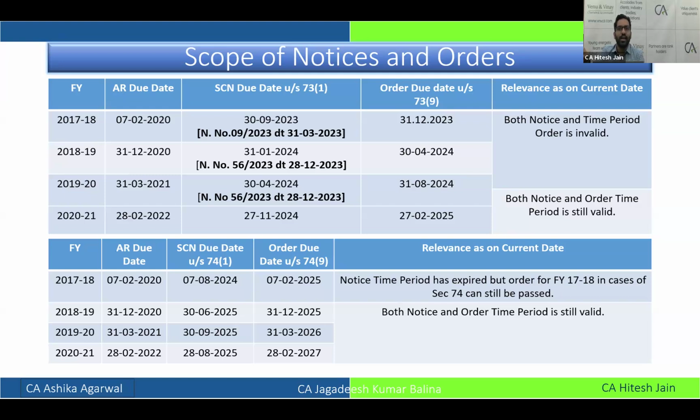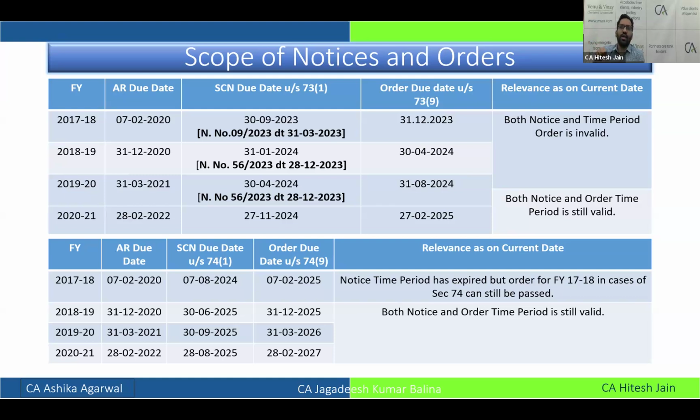But for 17-18, the timeline to issue notice under section 74 has already expired. So in case you are getting notices under 74 pertaining to financial year 17-18, please consider them to be time barred. However, if the notice under 74 pertaining to year 17-18 has been issued prior to 7th August 2024, but the order is still pending, then in such cases, the window is still open at the department's end to pass the order till 7th February 2025.